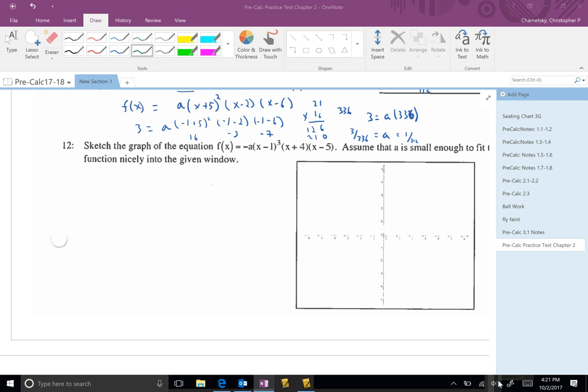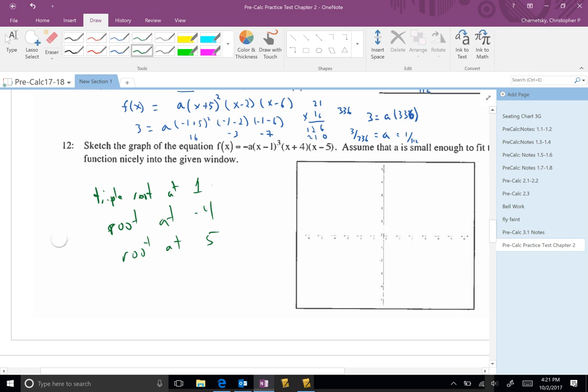Okay. Question number 12. We are sketching the graph of this polynomial. Some things to note. We have a triple root at x equals positive 1. We have a single root at x equals negative 4, and a single root at x equals 5. Okay.